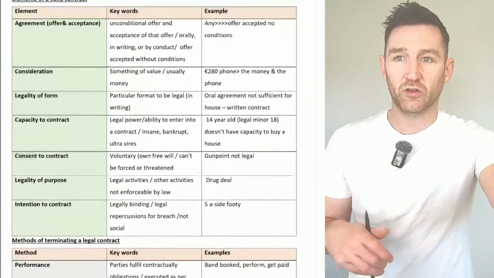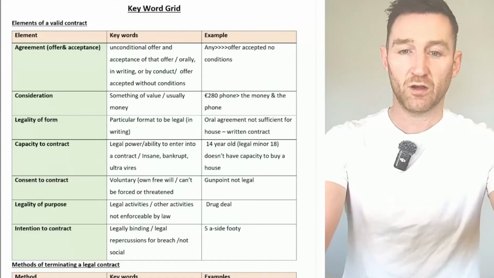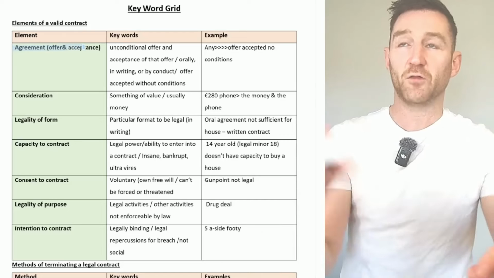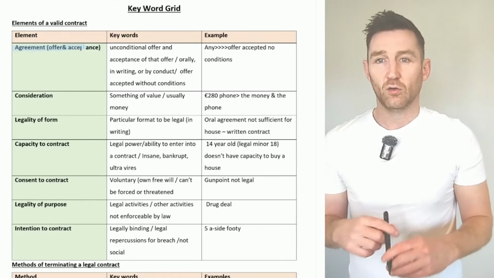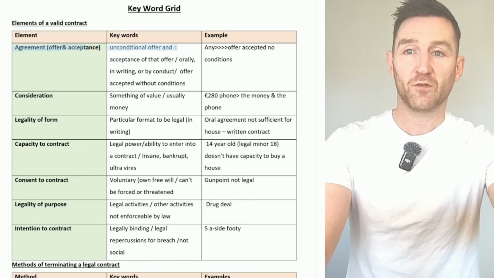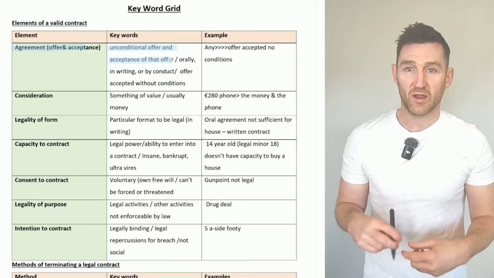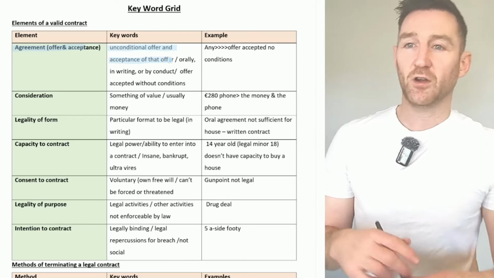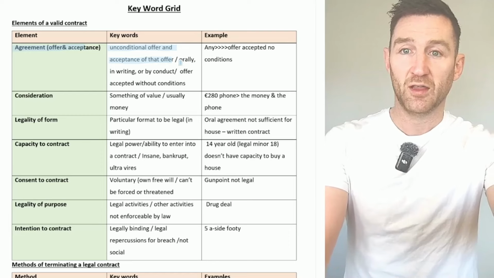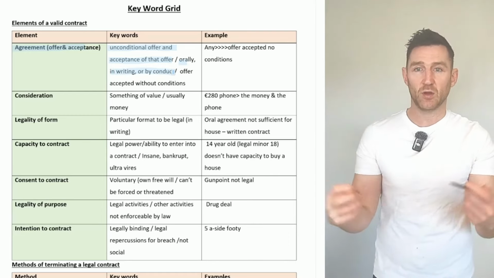So if we come up to the elements of a valid contract, what are our key words? What are we getting marks for? So these are the essential elements of a valid contract. So agreement, that's offer and acceptance. For a contract to be valid, there must be an unconditional offer and acceptance of that offer. So that is the first thing that you could say. So that would be point 1. An offer can be made, and the same with accepted, can be offered or accepted orally, in writing, or by conduct. So you see that's the second point there.